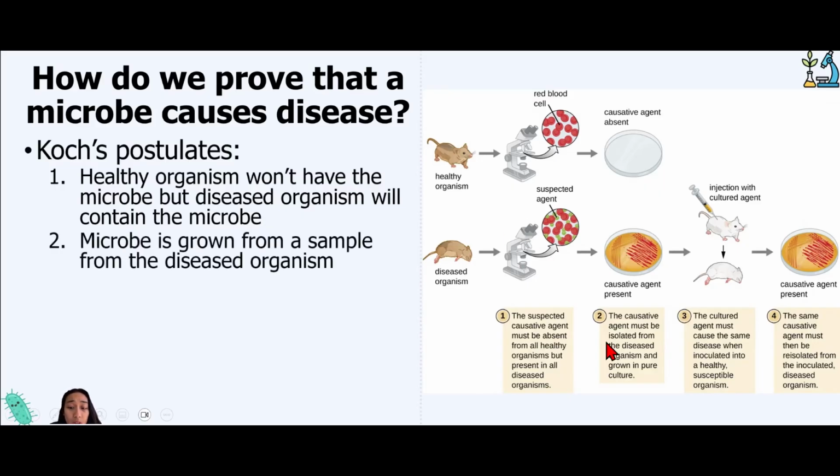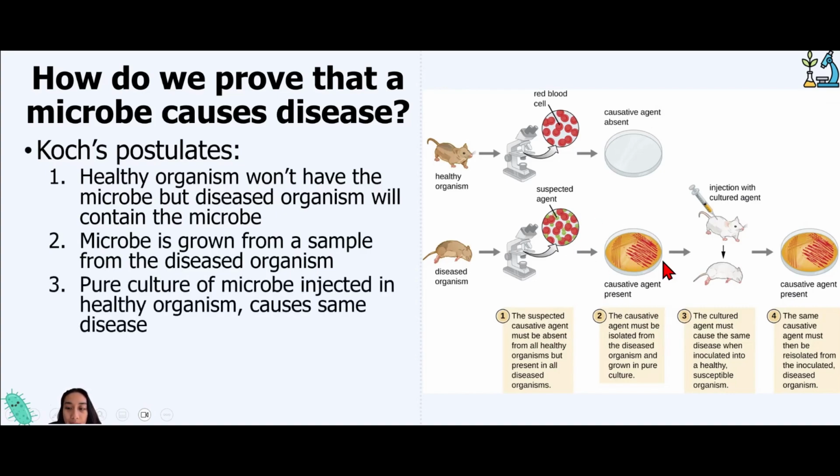The second requirement is that we should be able to grow that microbe in the lab from a sample, and we should be able to isolate it. And then that isolated bacteria, we should be able to inject into another mouse. So here's a different mouse that's healthy. And that mouse should acquire the same symptoms as the first mouse, whether it's a fever, coughing, or whatever, that mouse should have the same illness.